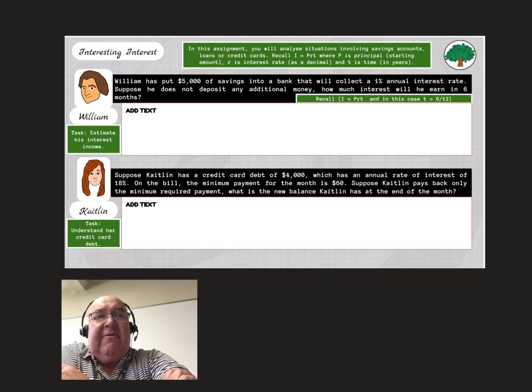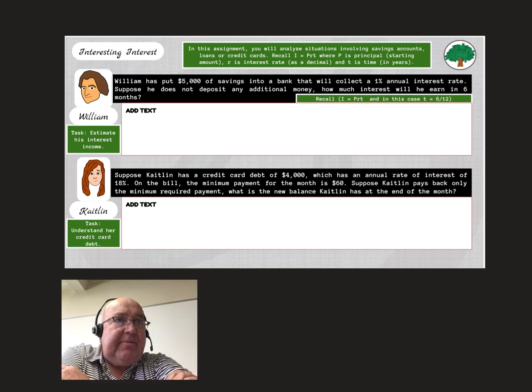Remember, when you convert your percentages, your rates into a decimal, you're going to move the decimal 2 places to the left. So if you start behind the number 1 in the first problem, your decimal, or what you multiply, is going to be 0.01. Problems are going to be fairly simple in this first part of this assignment.